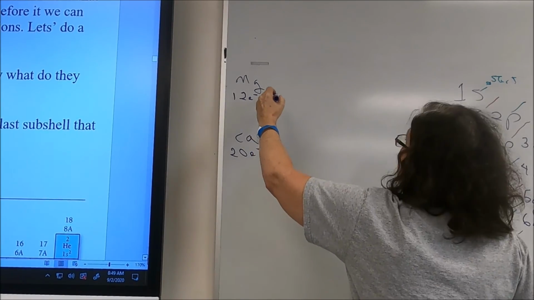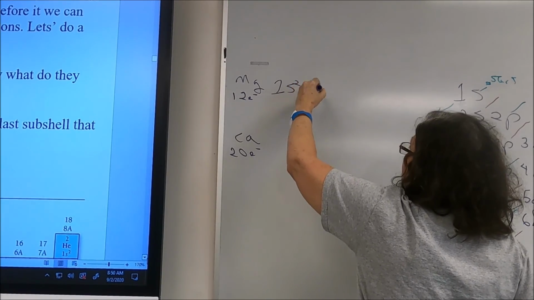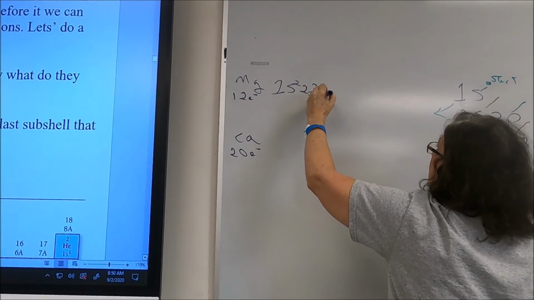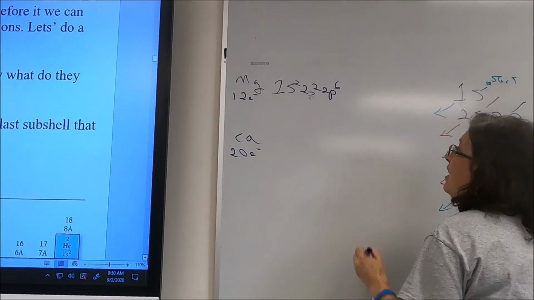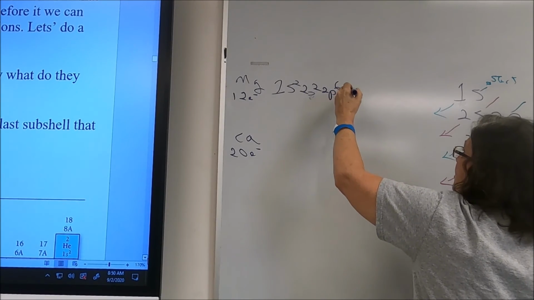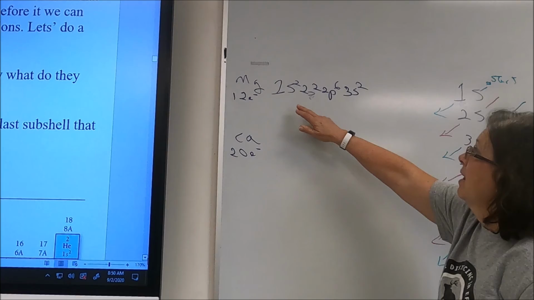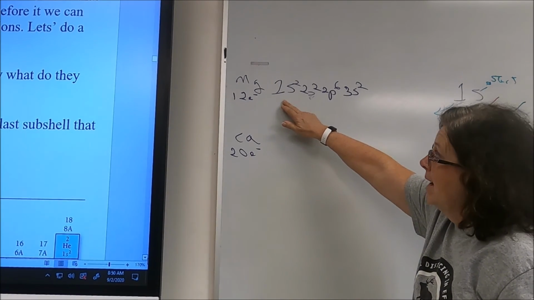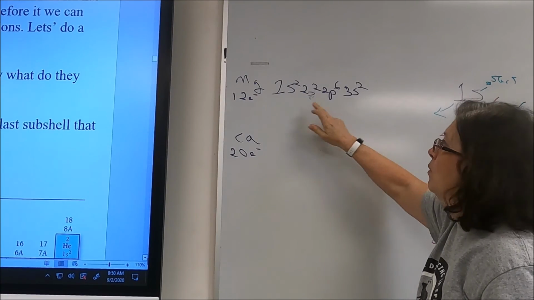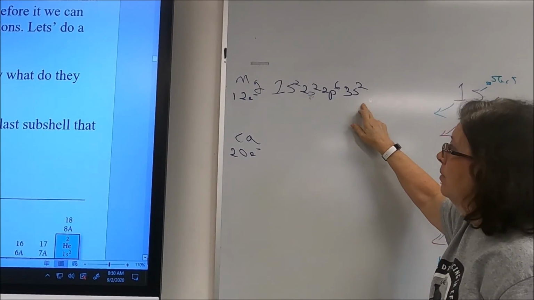So if I start out at the lowest position first, 1s, it'll hold 2, and then 2s holds 2, that's 4. 2p will hold 6, that's 10. I have 2 more electrons, 3s is next in energy, and it'll hold 2. So the electron configuration for magnesium is 1s2, 2s2, 2p6, 3s2.